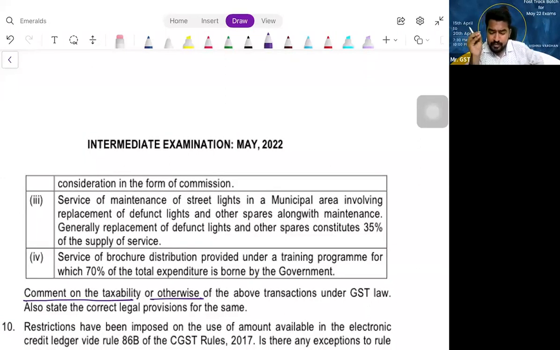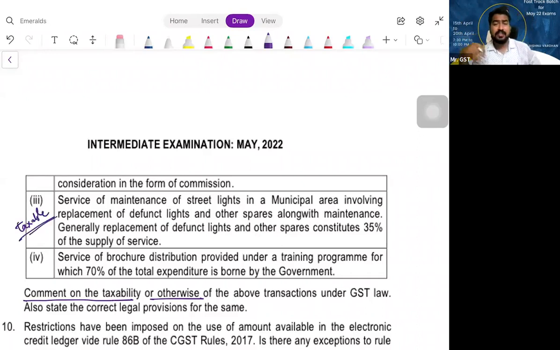Service of maintenance of street lights in a municipal area involving replacement of defunct lights and other spares along with maintenance. Generally, replacement of defunct lights and other spares constitutes 35% of the supply of service. We just said that only up to 25% can be given. So taxable or exempt, this one? Taxable. Taxable, sir. Fully taxable. Full amount is taxable.